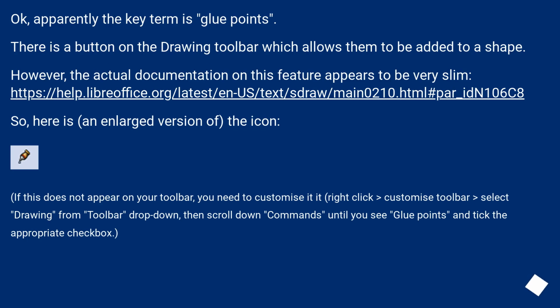Okay, apparently the key term is glue points. There is a button on the drawing toolbar which allows them to be added to a shape. However, the actual documentation on this feature appears to be very slim, this URL. So, here is an enlarged version of the icon.